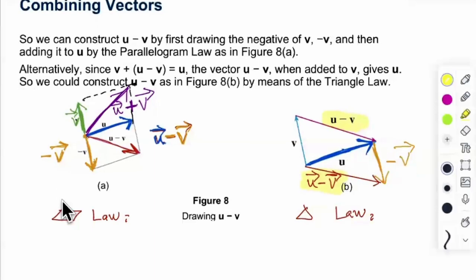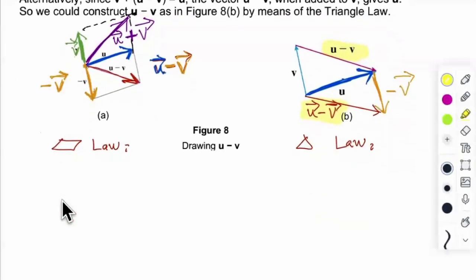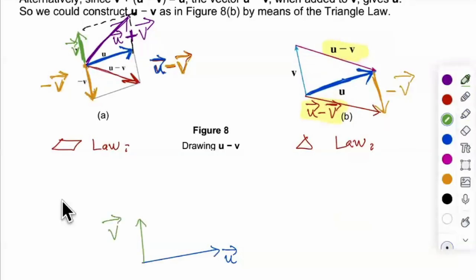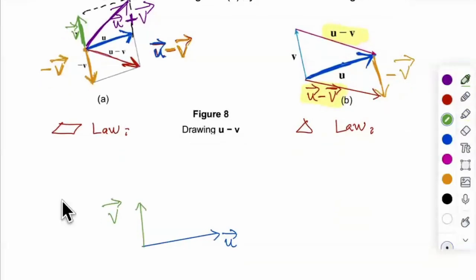Now, however, maybe we can have a shortcut. Let's think about some shortcut. I start with the vector u, and then I have this vector v. Let's try to summarize it and have some observations. So what's u plus v? Okay, let's construct a parallelogram.